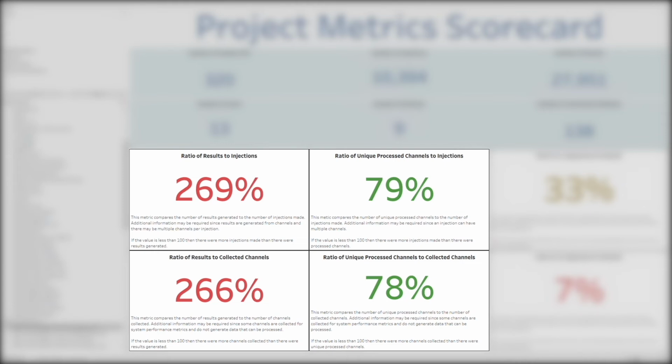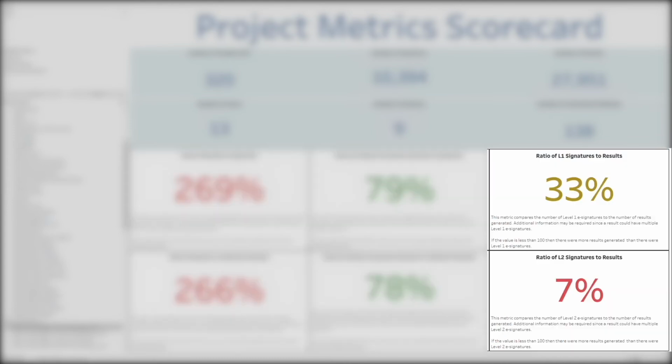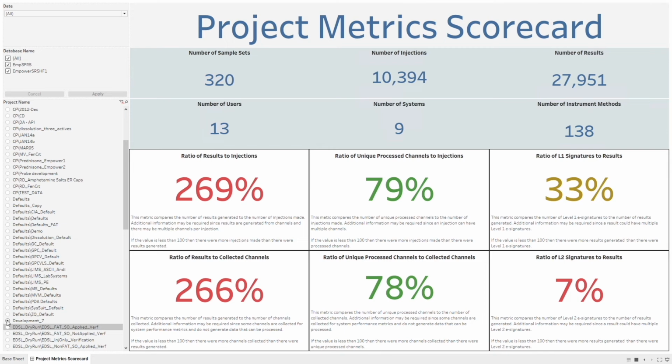The metrics we've chosen to show in this demo dashboard include various ratios of injections, collected channels, processed channels, and results. The color coding is based on thresholds that we've defined for this demo and could be whatever you want them to be. The dashboard also shows us a ratio of how many results have a level 1 signature and how many have a level 2 signature. This viz could be altered to show different kinds of metrics or to show more granular results, such as the total number of injections that have no corresponding result, or the total number of channels that have multiple results. Hopefully, your imagination is working on trying to figure out what stories your own data could tell you.